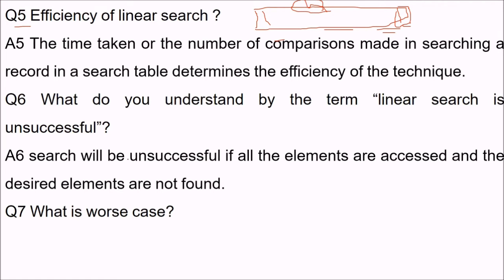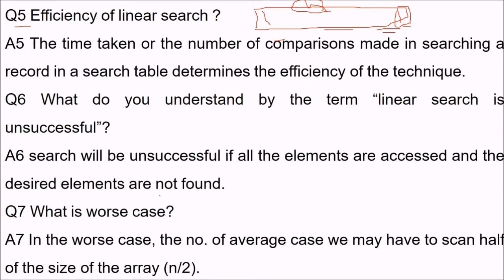What is worst case? What do you mean by worst case? In the average case we may have to scan half of the size of the array, that is n by 2. That means this is just an example. I'll tell you what worst case is. Worst case is the case beyond which, if we say that the worst case is this, there will be no detrimental case beyond that worst case. That means if you want to linear search, then the only worst case could be the element is not there or the element is situated at the last. This is the worst case.